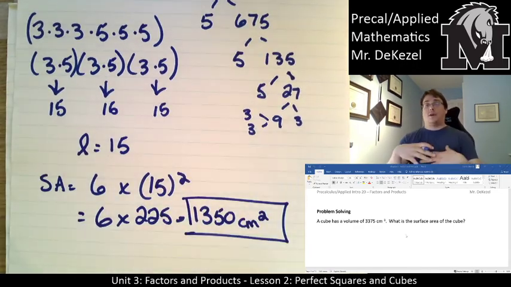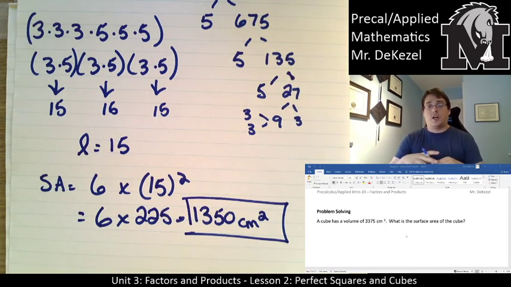So that's a fairly common problem. When we talk about a cube, it is very easy to go from volume to surface area, or from surface area to volume, because the side length is the same for each. So it is very convenient when you're doing those problems.